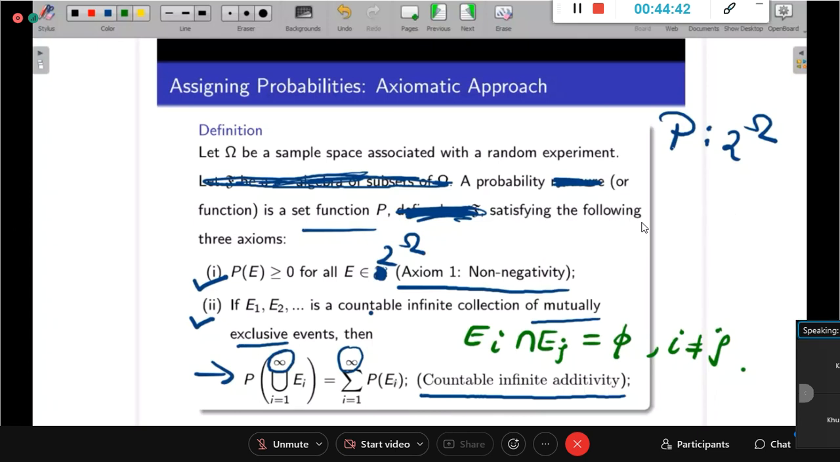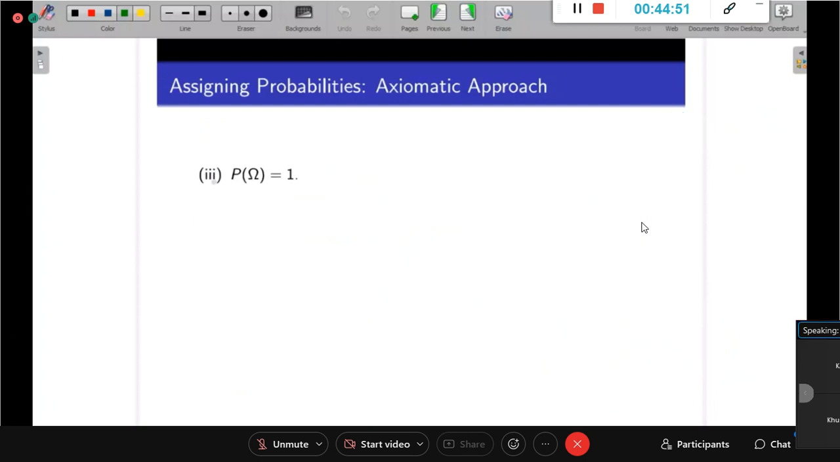Now the third axiom says that the probability of the whole sample space is 1. That's obvious, right? The probability of omega occurring, of some outcome occurring, is 1. It's a sure event.